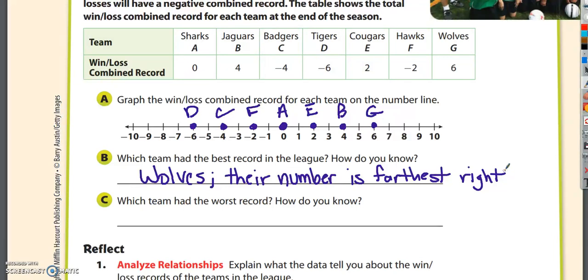So question C reads, which team had the worst record, and how do you know? Well, this is going to be just the opposite of the last question. If the best team was the one that was furthest right, the worst team is the one that's furthest left, and that's going to be Team D, which is the Tigers. And we could say kind of the opposite. Their number is furthest left.